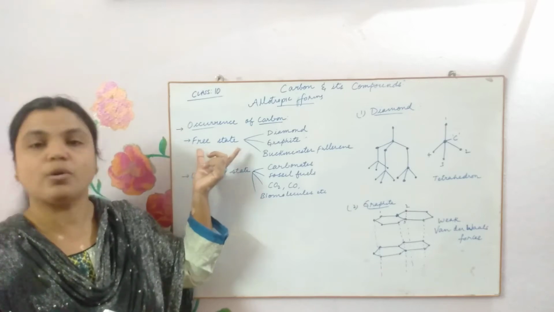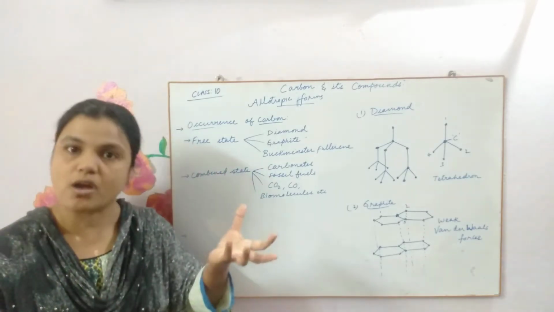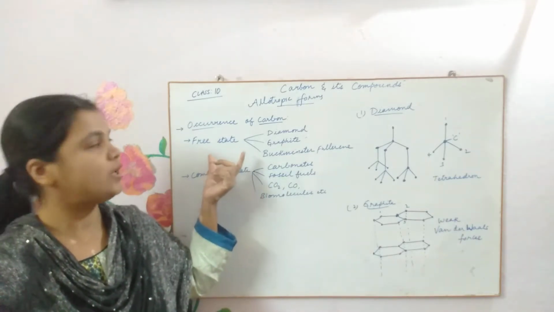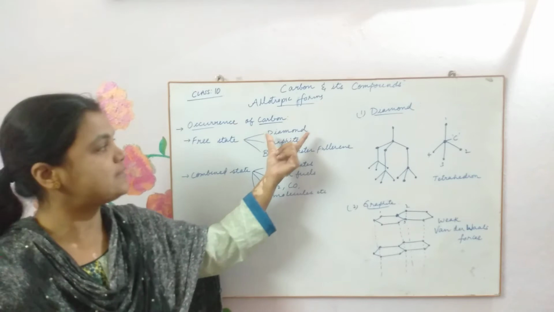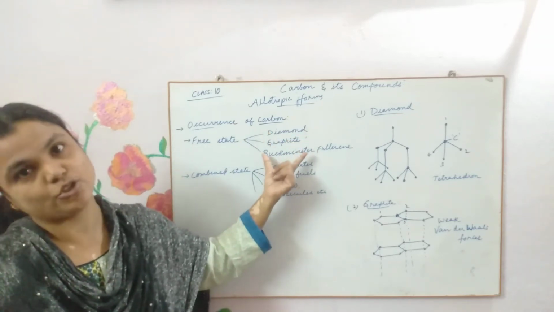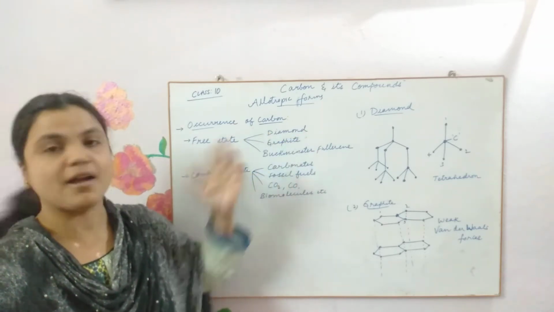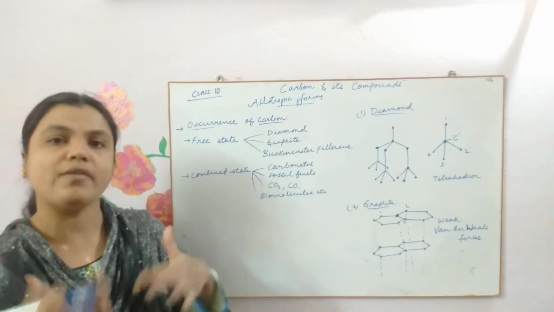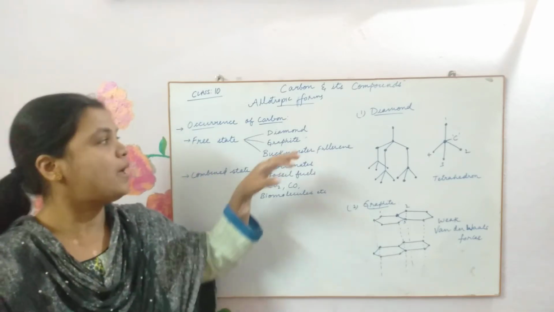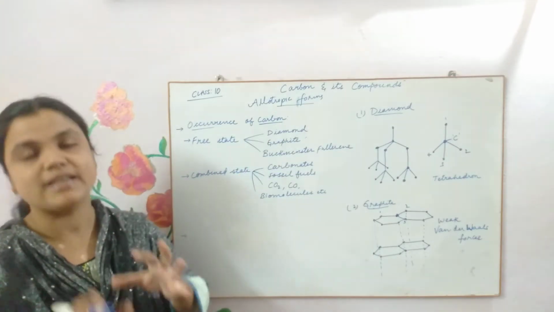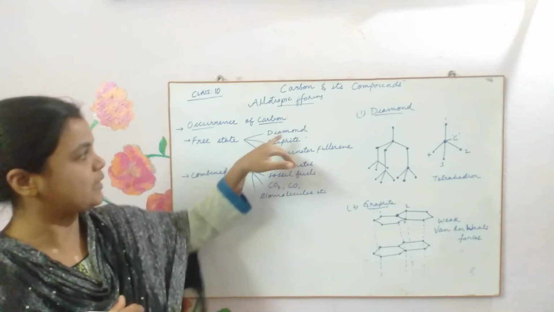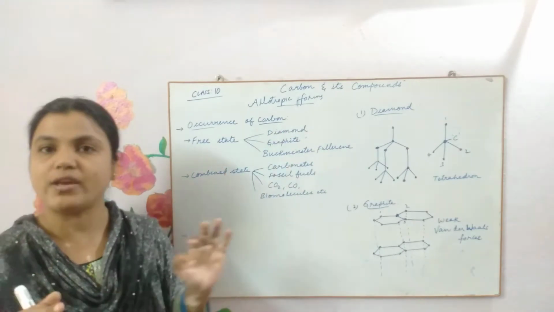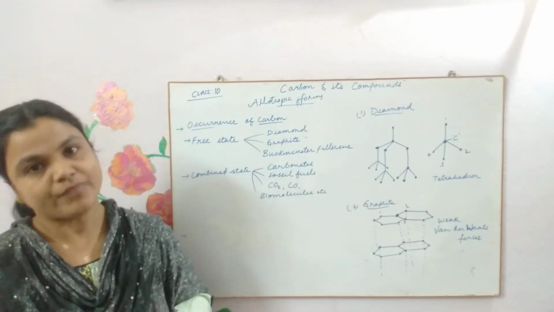It exists in the free state, where carbon is pure. Free means it is not in a combined state with any element or compound. Like you can see here, these are nothing but the allotropic forms of carbon, children, where carbon is present in a pure, free state. So it exists in more than one physical form, not just one. That is called allotropic forms. So diamond, graphite and Buckminster fullerene, these are the three allotropes of carbon, children.